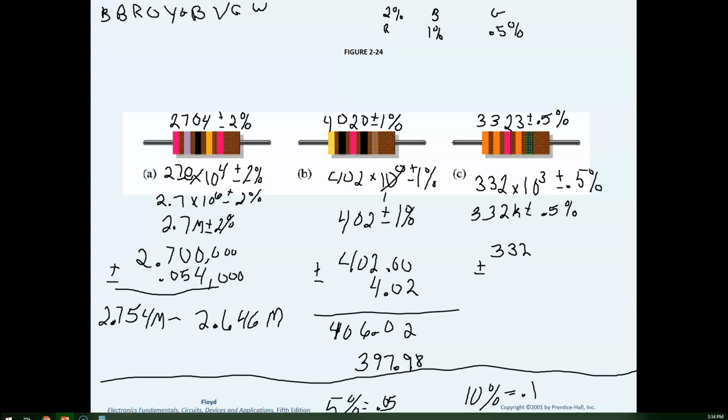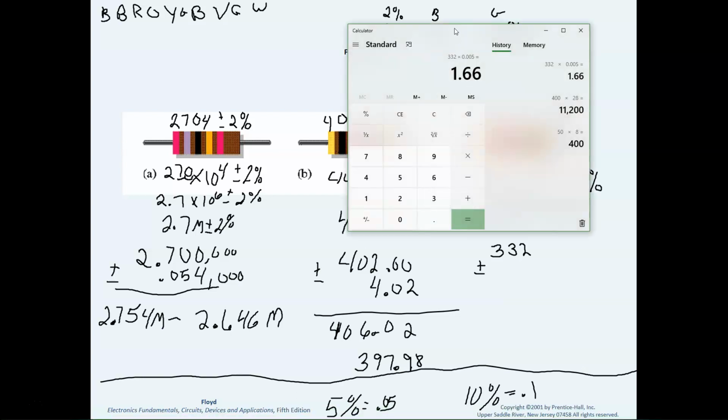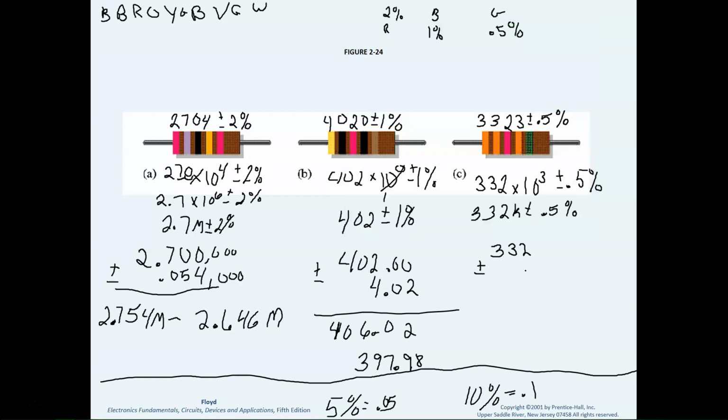So whenever you go to do 0.5% in decimal form, that is 0.005. So what I'm adding to and subtracting from this is going to be 1.66. And again, yes, I could just do my commas here and put my third zero there and a zero there. It doesn't really matter, whichever way you're more comfortable with.